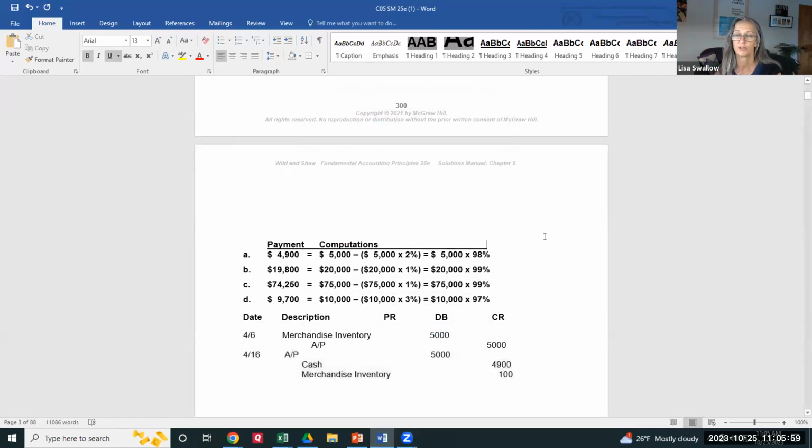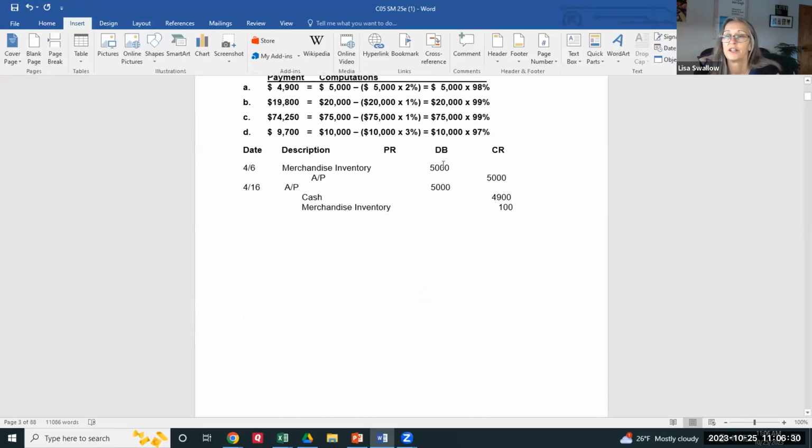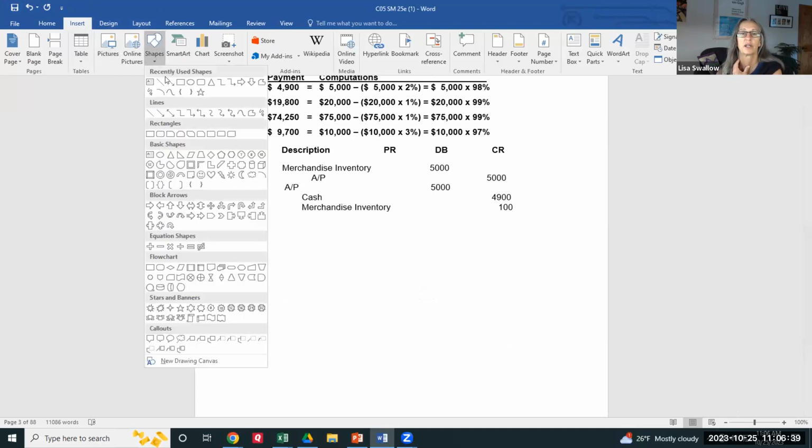Set up a T account for me, please. And again, you know how hard it is for me to do these. So set up a T account, please, for your merchandise inventory. Put your plus or minus in, and then let's go ahead and put in the debits and the credits in your merchandise inventory account. I want to show you what's going on. So let me see if I can do this.